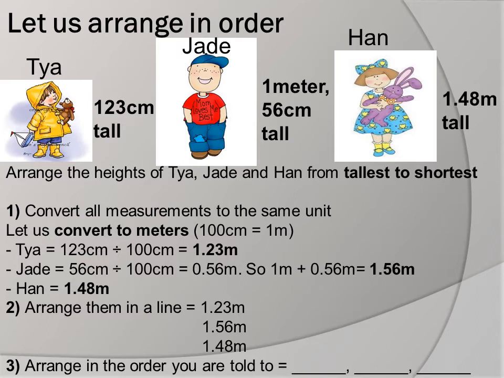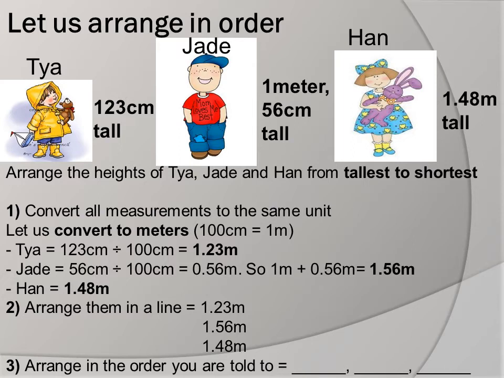So let's see how we do this. Now, how do we convert all the measurements to the same unit? Remember from our previous lesson, that's from unit 1, I said to you that you must always bear in mind the rules of conversion. And what's the rule of conversion? Smaller to bigger units, what do you do? Bigger to smaller units, what do you do?